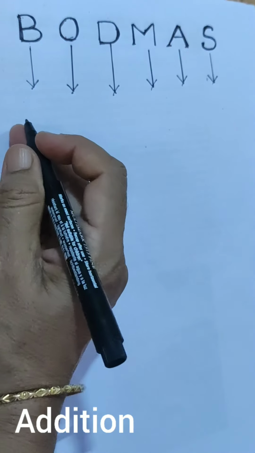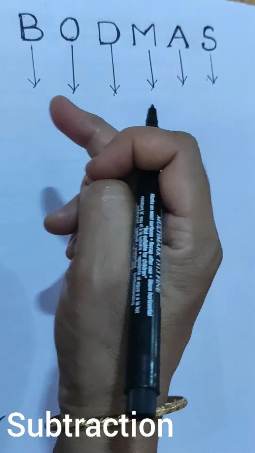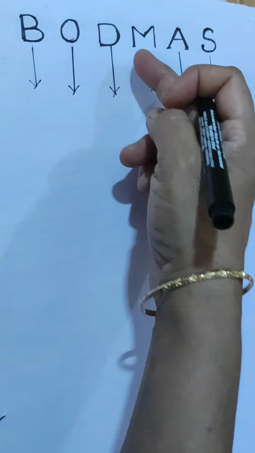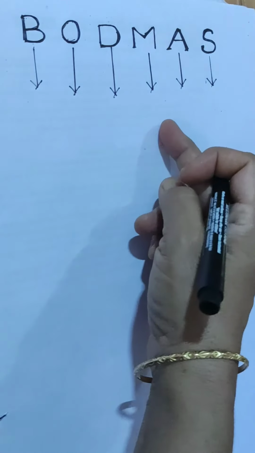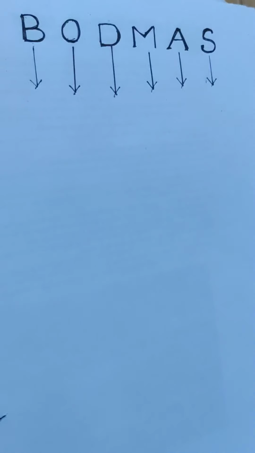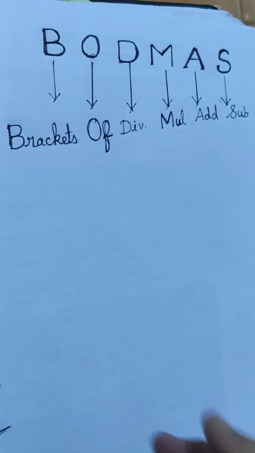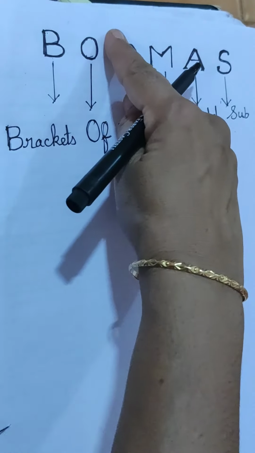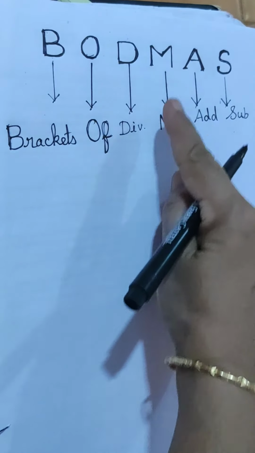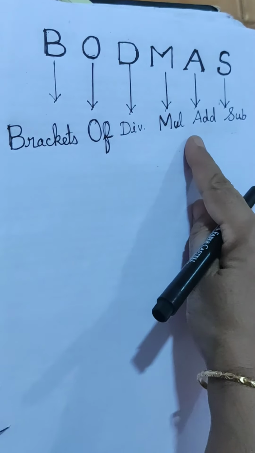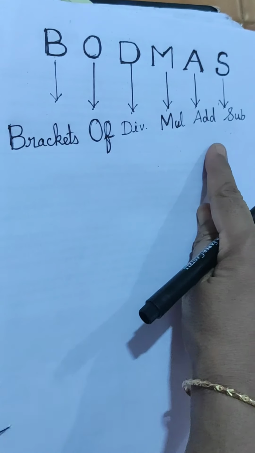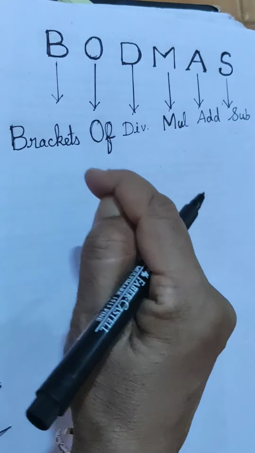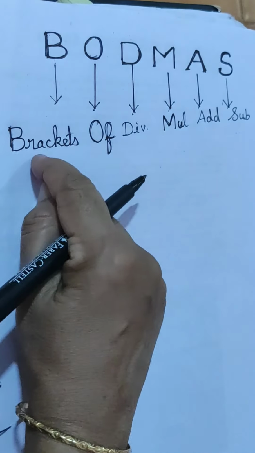B means bracket, not only one bracket, all the brackets. Then O means of. Then D means division, M multiplication, A addition and S subtraction. Brackets, of, division, multiplication, addition, subtraction. In these brackets, in which order do we have to solve? There is some order that I am going to show.